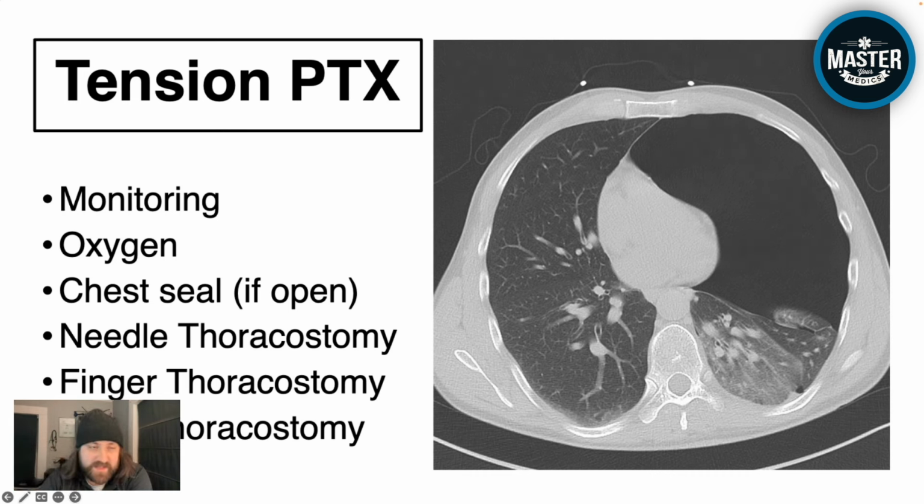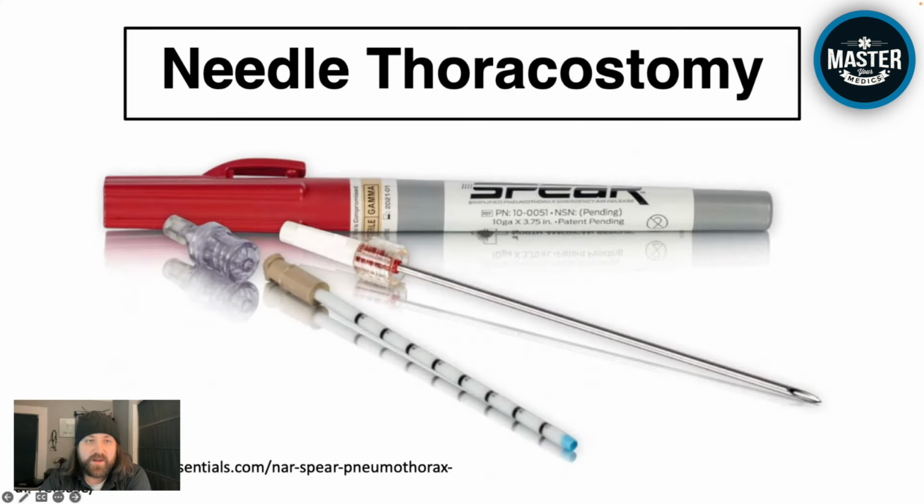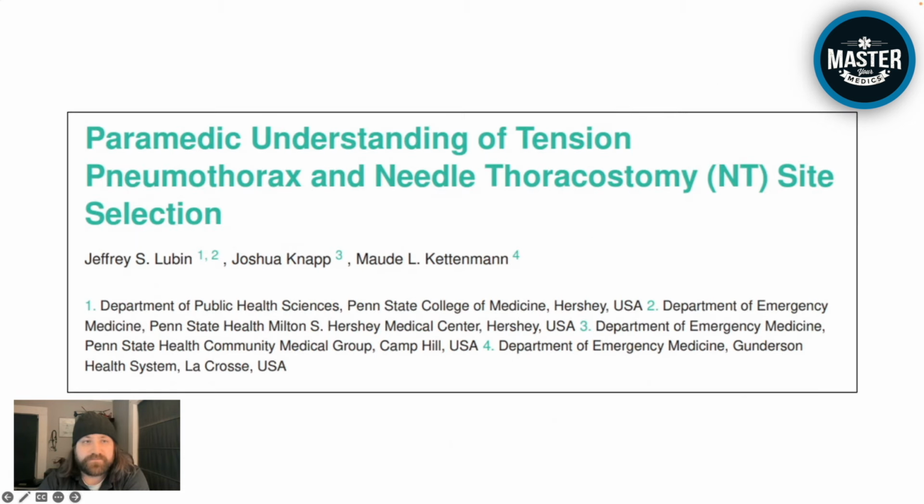And yes, some agencies do finger thoracostomy, but the vast majority stick with needles. So needle thoracostomy is going to be kind of what we're going to talk about. The goal of needle thoracostomy is to relieve that positive pressure and turn it back into atmospheric pressure. And turns out we really suck at this.